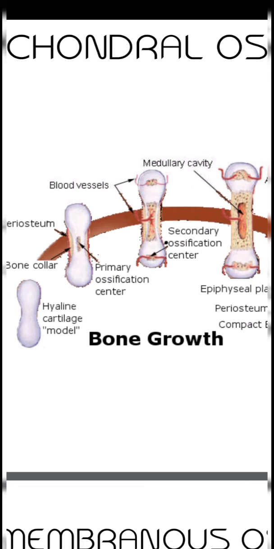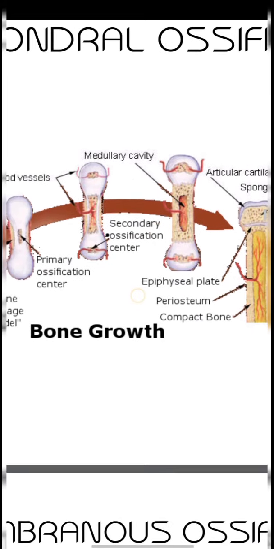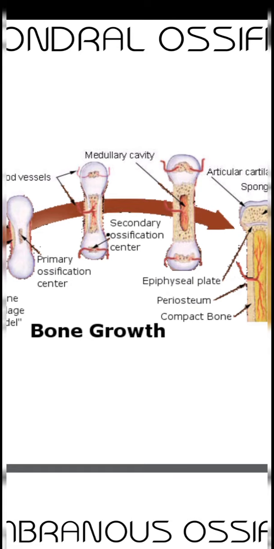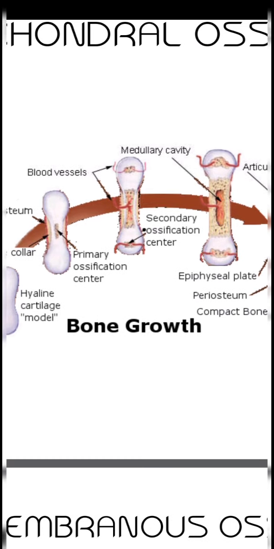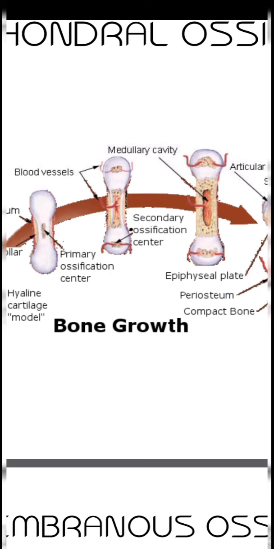There is a cavity in between the bone that is known as medullary cavity that contains the bone marrow, which helps in formation of blood cells. Okay, so first the primary ossification center is formed, then the secondary ossification center is formed, and bone starts to grow from the middle towards the sides.